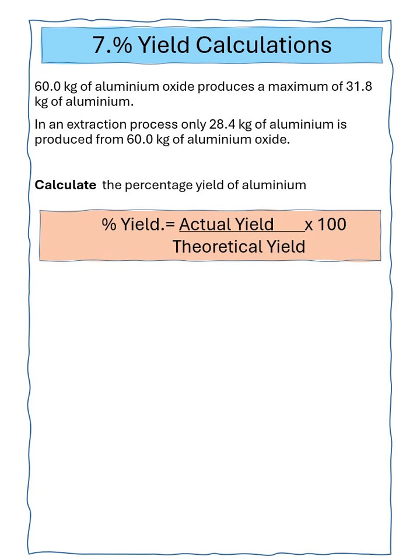Question 7 says 60 kilograms of aluminium oxide produces a maximum of 31.8 kilograms of aluminium. In an extraction process, only 28.4 kilograms of aluminium is produced from 60 kilograms of aluminium oxide. Calculate the percentage yield of aluminium.